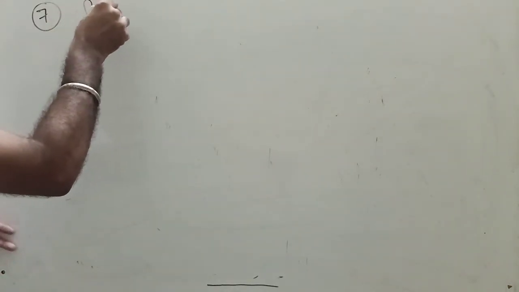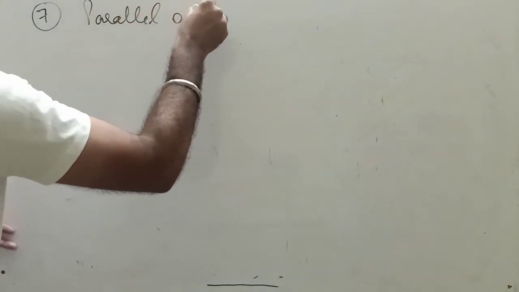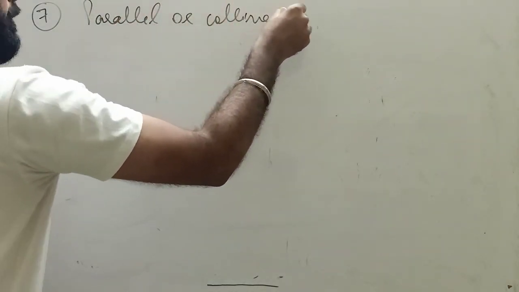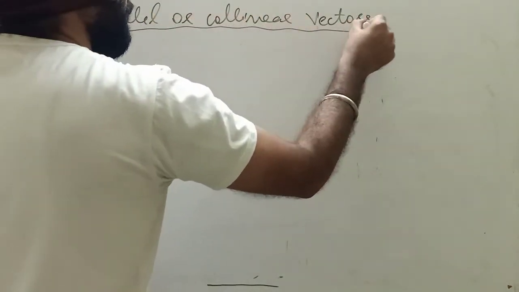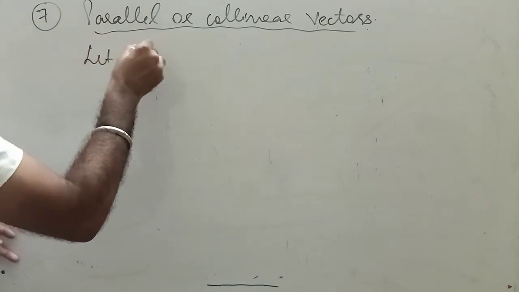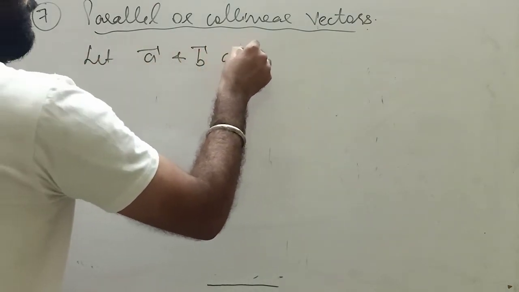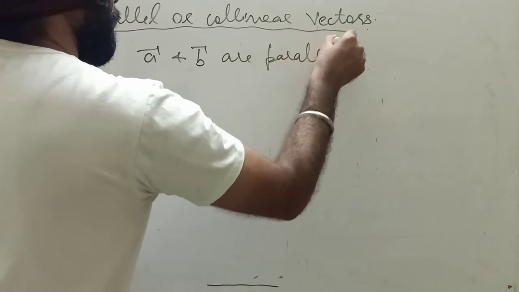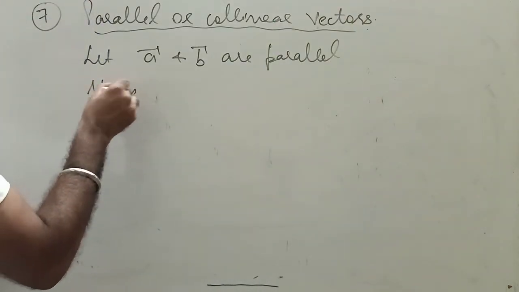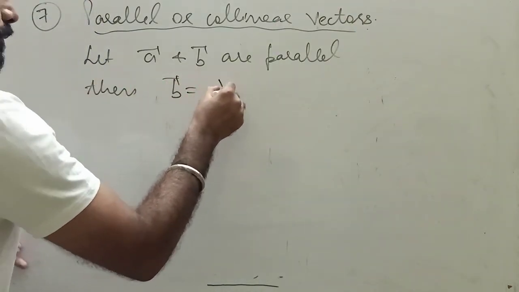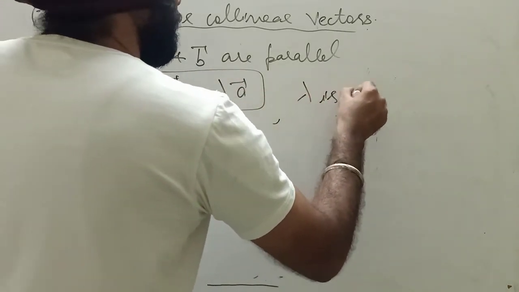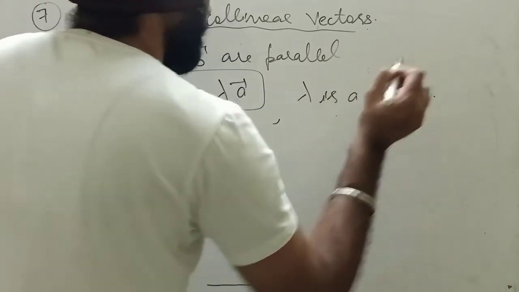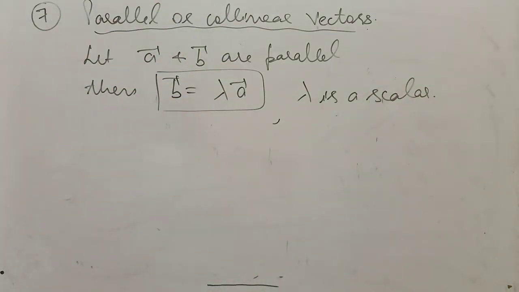Now the last note, number 7, is parallel or collinear vectors. Suppose that vector A and vector B are parallel or collinear. Then the condition is that one vector is equal to lambda times the other vector, where lambda is a scalar. So this is a very important condition. So these are some important things.